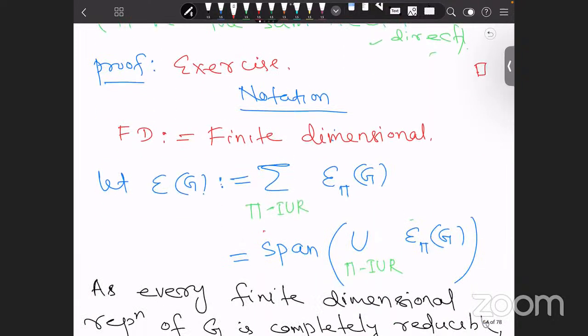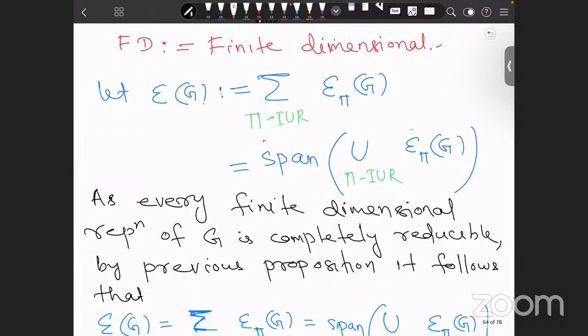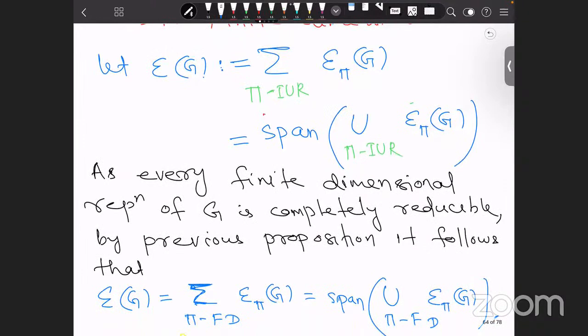The notation FD stands for finite dimensional. Let E G be the vector space sum of E_π G, where π runs through all irreducible unitary representations. By definition, this is nothing but the span of the union of E_π G, where π runs through all irreducible unitary representations.